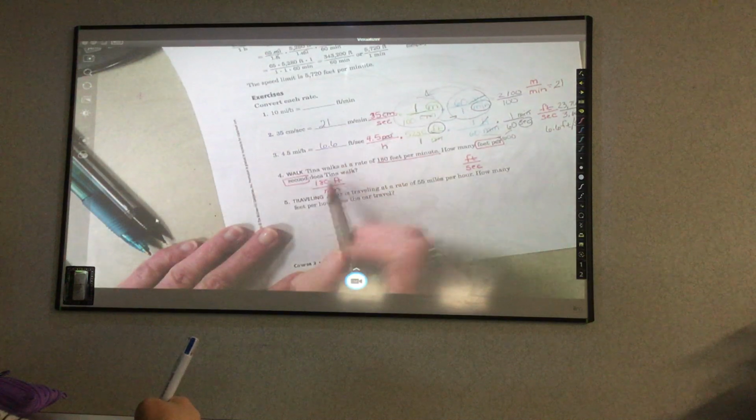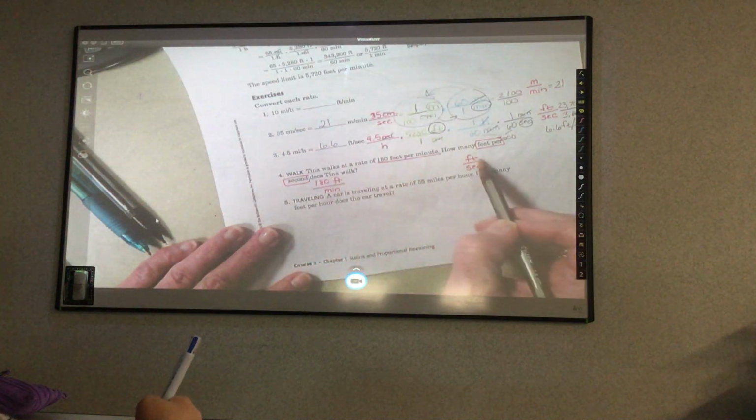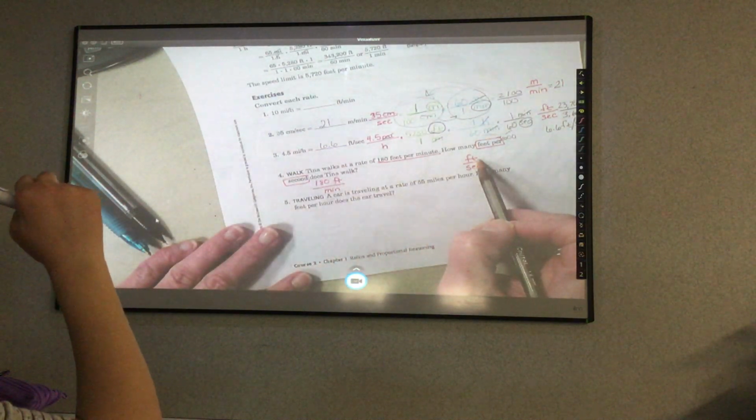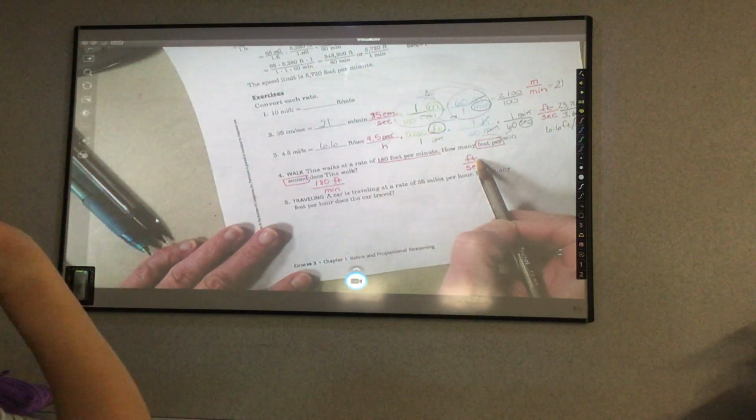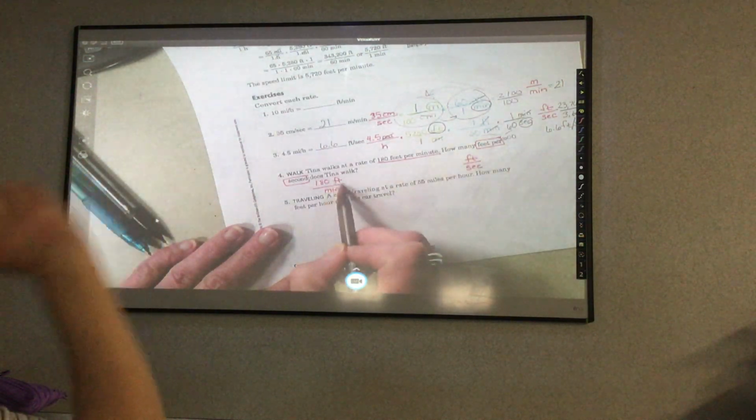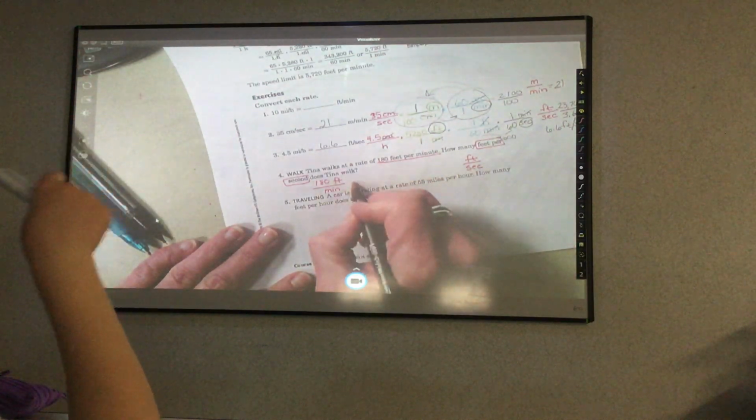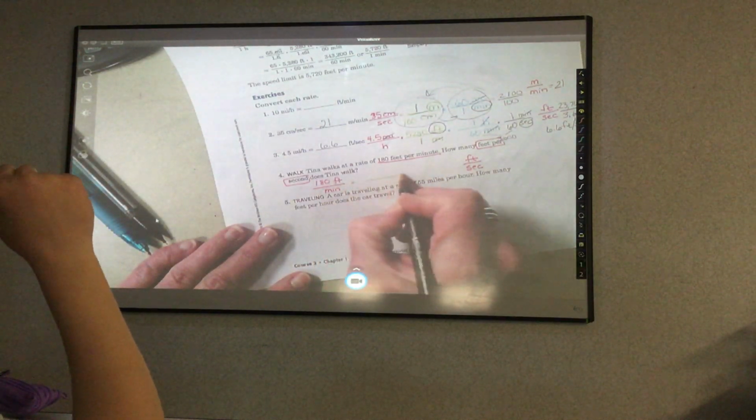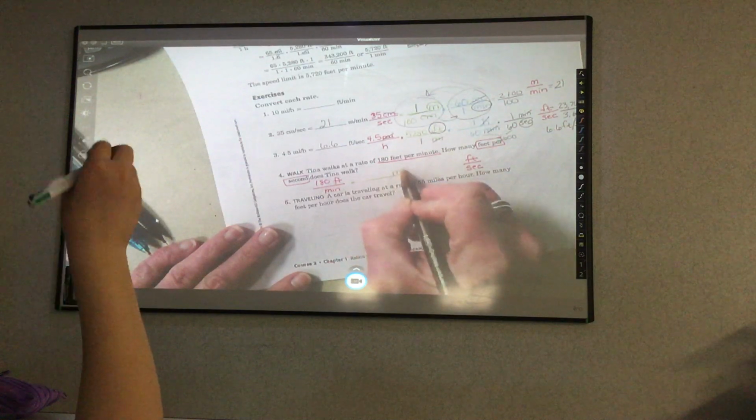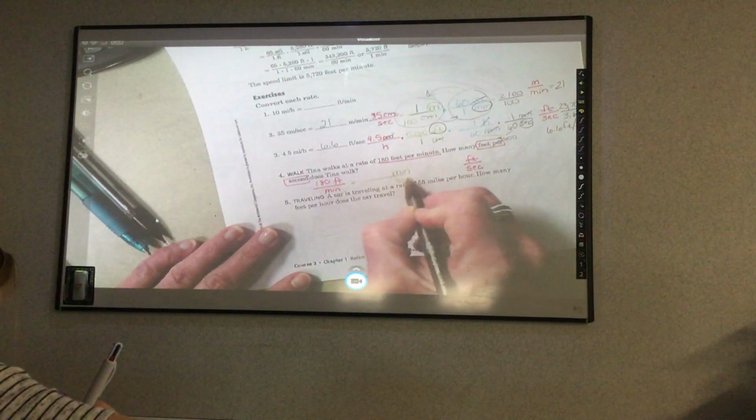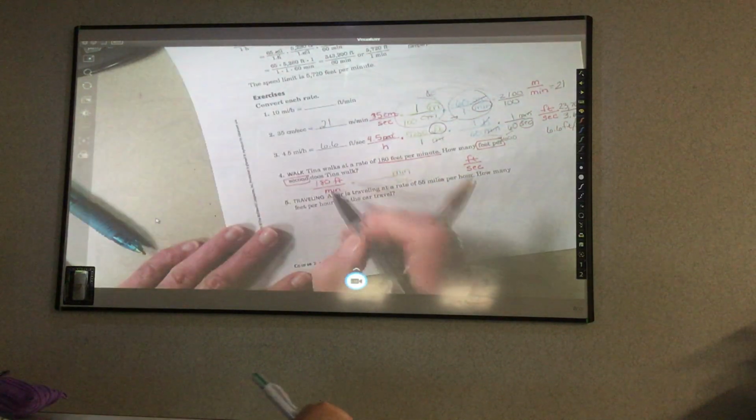Starting with my top, feet. What do I need to change it to? Feet. So do I need to change it? No. Nope. So now I'm going to look at minutes. What do I need to change it to? Seconds. So I'm going to multiply here. Minutes goes on the top. Seconds go on the bottom. Oh, I should actually probably go back here and circle that.